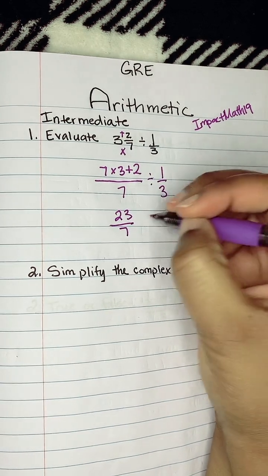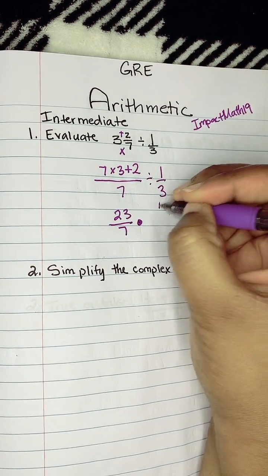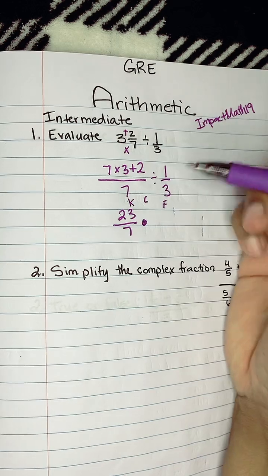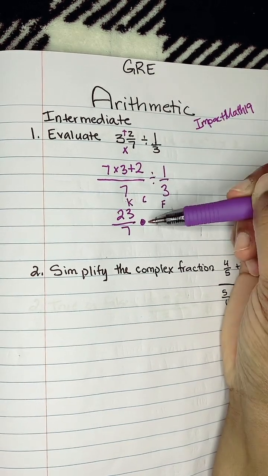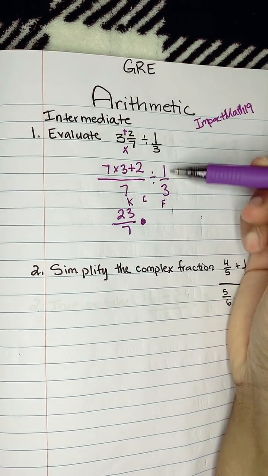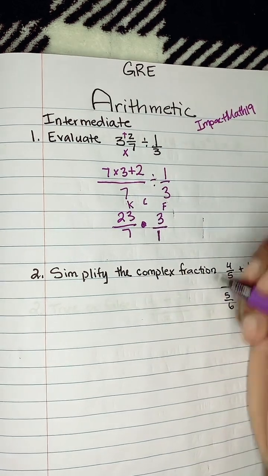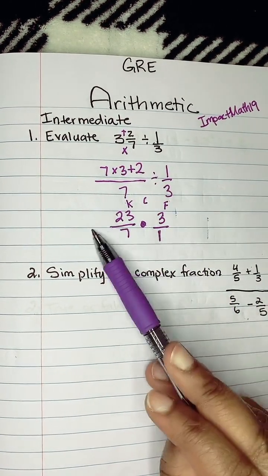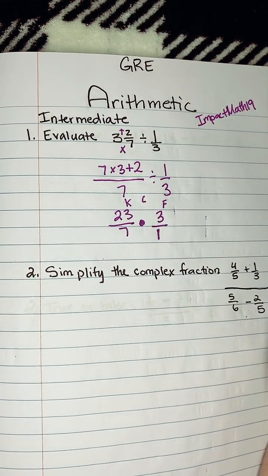And then our division changes to multiplication. And then we flip this. So have you heard of keep, change, flip? So we keep this side the same. We change our division sign to multiplying. And we flip this fraction to its reciprocal, which is 3 over 1. Because we can never divide fractions, you guys. We can only multiply them, okay? That's why we have to do this keep, change, flip.